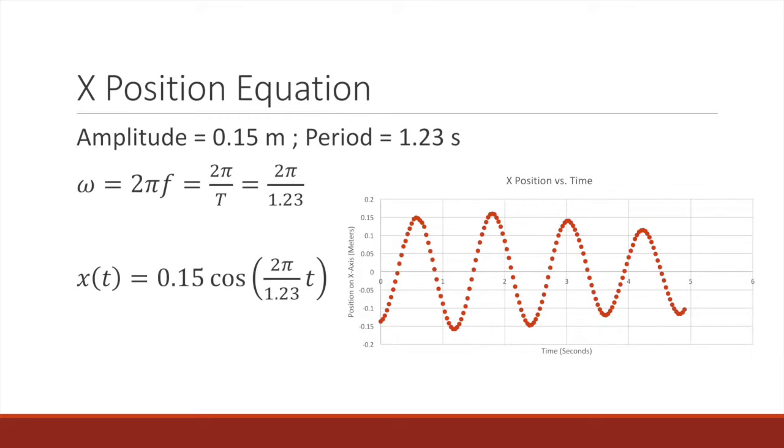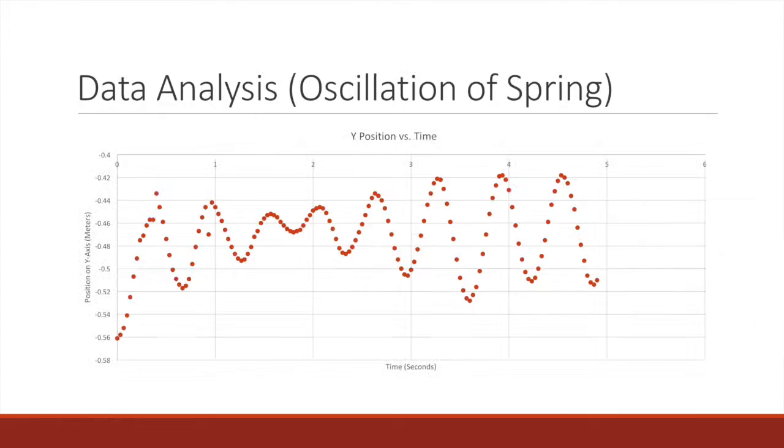Based on my data, I estimated that the amplitude of the wave was 0.15 meters and that the period was 1.23 seconds. Then, I calculated the angular velocity to be 2 pi divided by 1.23. I chose cosine as the best fit for my data because the wave is at a minimum when time is 0. Based on this information, I found the horizontal position equation to be x of t equals 0.15 cosine of 2 pi over 1.23 times t.